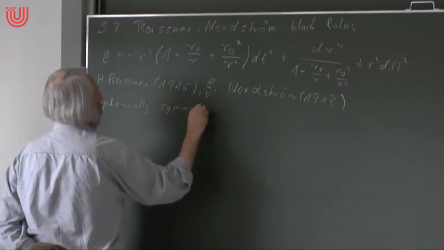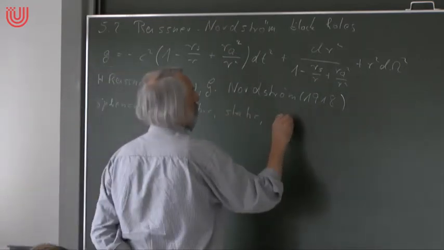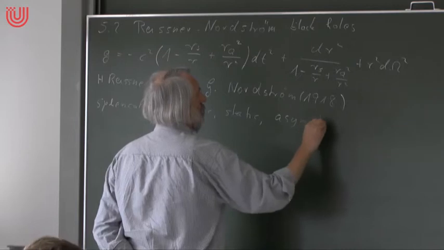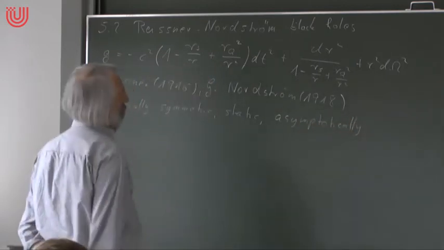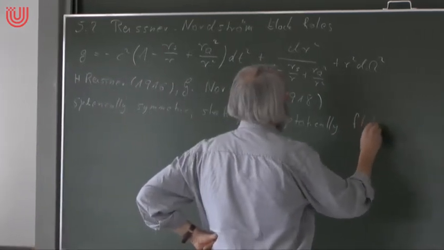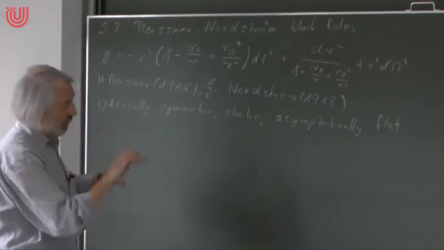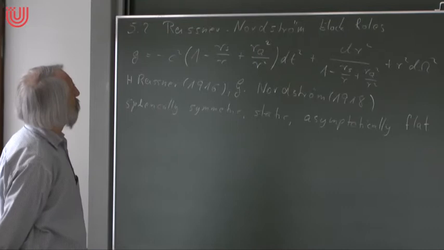Spherically symmetric. It is static. And it's asymptotically flat. And actually you can prove that it is the only solution to Einstein's field equation coupled to an electromagnetic field with these properties. So it gives a unique field of a spherically symmetric charged body which is isolated from all other bodies.